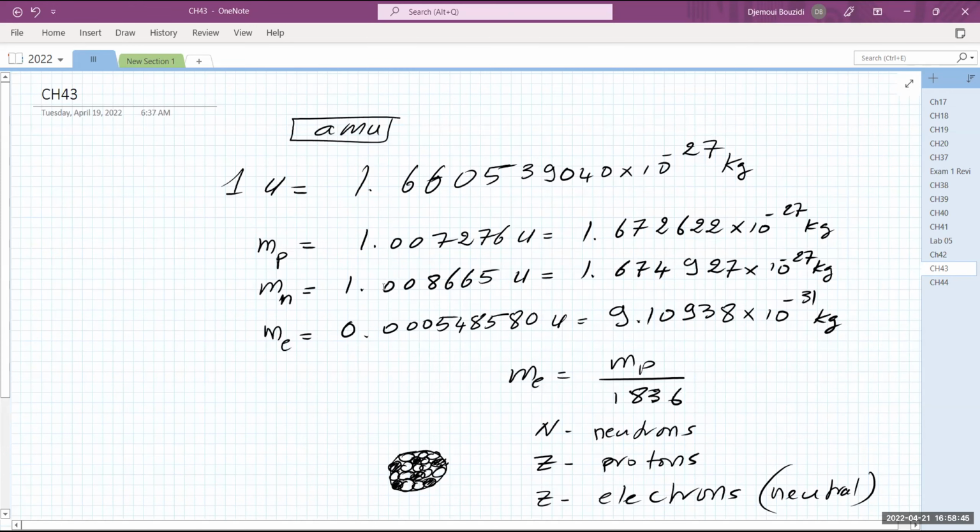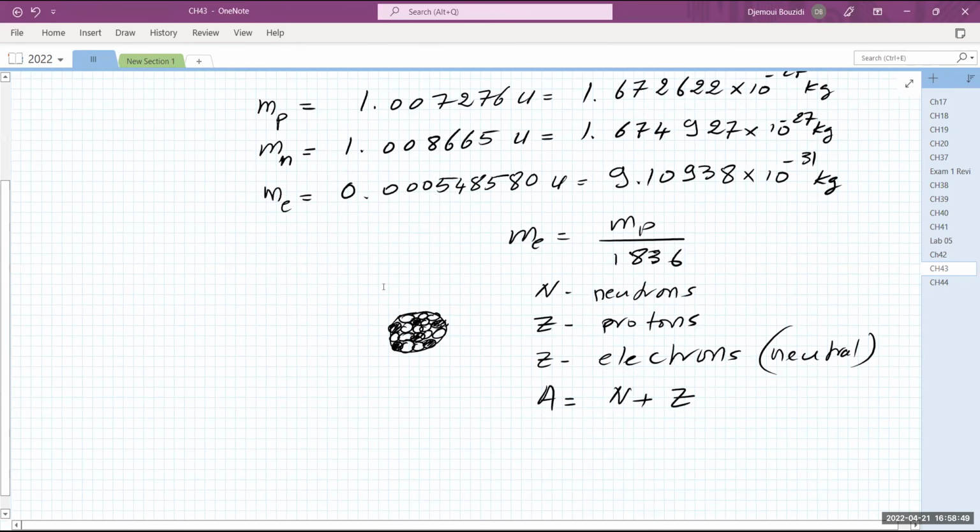So what we're doing now, we're doing nuclear physics. We're going way beyond the atom, and we're going inside the nucleus. The distance from here to here is typically of the order of a femtometer.